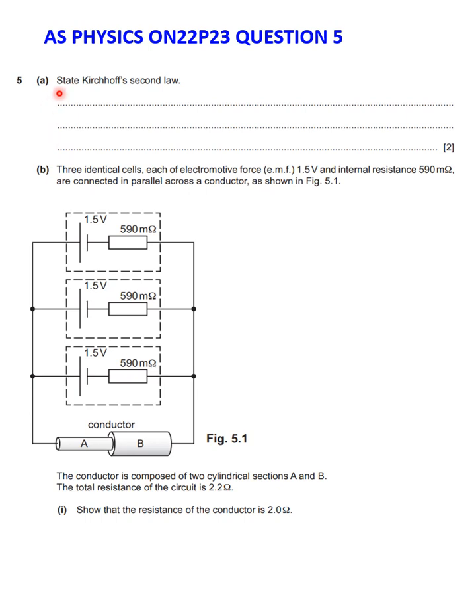Question A is: state Kirchhoff's second law. The sum of EMFs is equal to the sum of PDs around a loop.